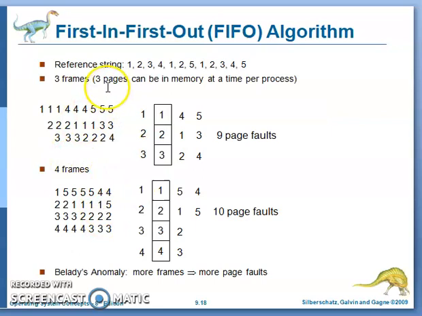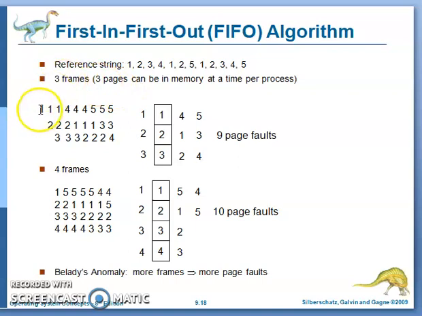Now I will explain the FIFO algorithm. The reference string is 1, 2, 3, 4, 1, 2, 5, 1, 2, 3, 4, 5. I already explained: 1, 2, 3, 4 means it requires page 1, then page 2, page 3, page 4, like that. And there are 3 frames available in physical memory.